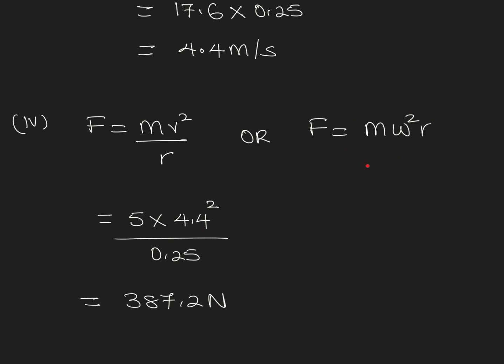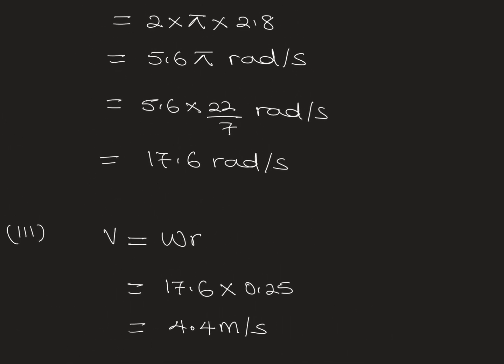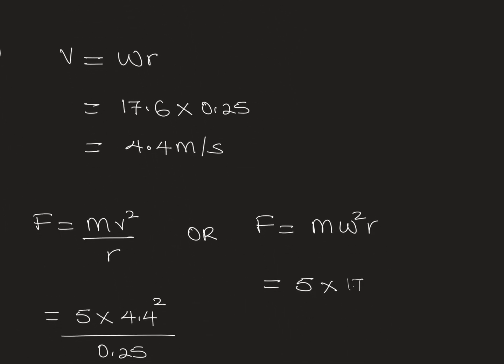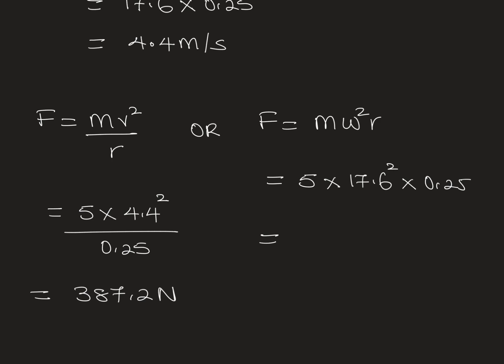Alternatively, if we want to use this formula, that is going to be the mass, 5, times the angular velocity, 17.6, squared, times 0.25, and with this we will still have 387.2 newtons.